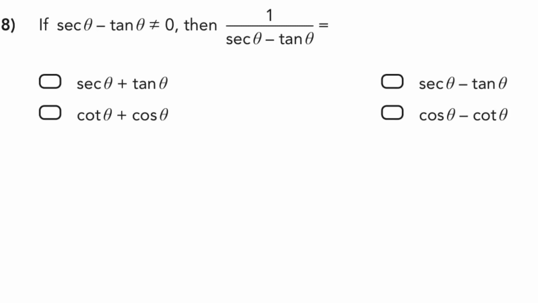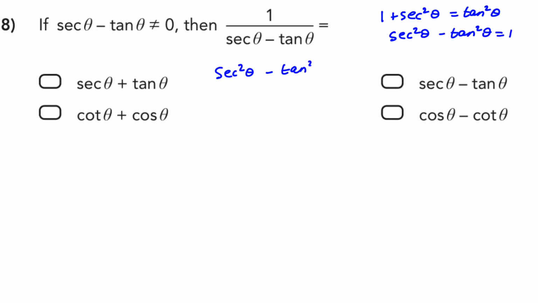Now this is a proving question, and you have been given 1 over sec theta minus tan theta. Look in the formula sheet and see how sec theta and tan theta are connected. We'll see that 1 plus tan square theta is equal to sec square theta. So if we rearrange it, we'll get sec square theta minus tan square theta is equal to 1. So we can replace the 1 with sec square theta minus tan square theta over sec theta minus tan theta.